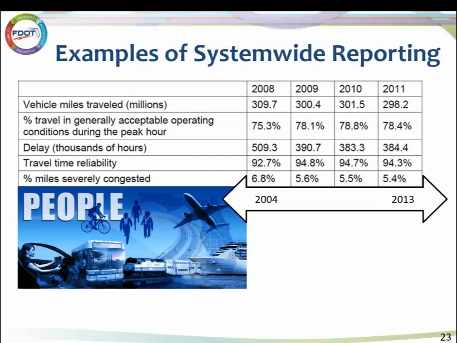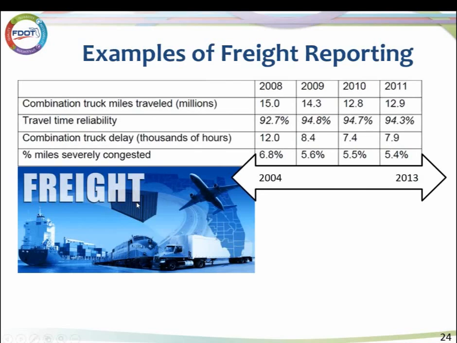The department has been tracking these performance measures for quite some time. This is just an illustration of the system-wide reporting for the years 2008 through 2011. And these were the people-related measures. We've also done the same for freight measures. And again, this is just an example that we've been providing throughout the state for quite some time. At this time, I'll turn it over to Tyrone, who will talk about the Transportation Statistics Sourcebook and other items.